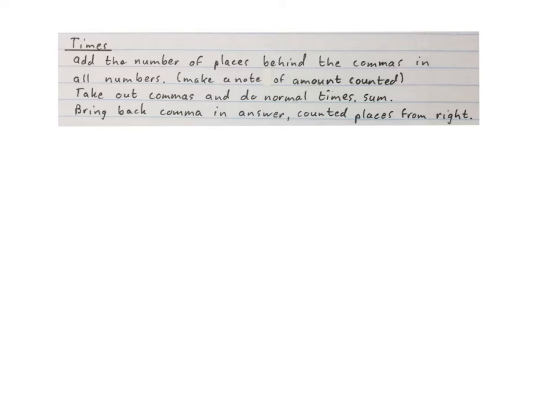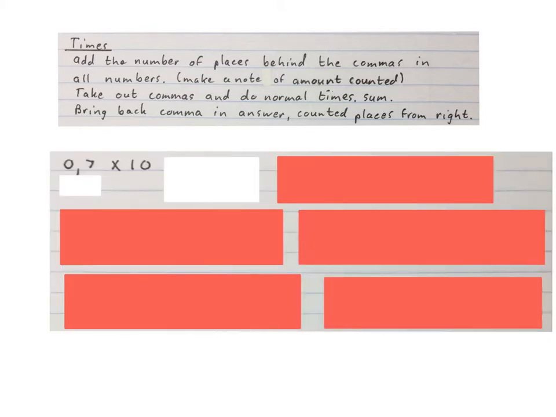Let's do a few examples. Times of decimal fractions. We add the number of places behind the commas in all the numbers. Make a note of what you counted. Take out the commas and do a normal times sum. Now bring back the comma into the answer, the counted places from the right. Right, let's do a few together.